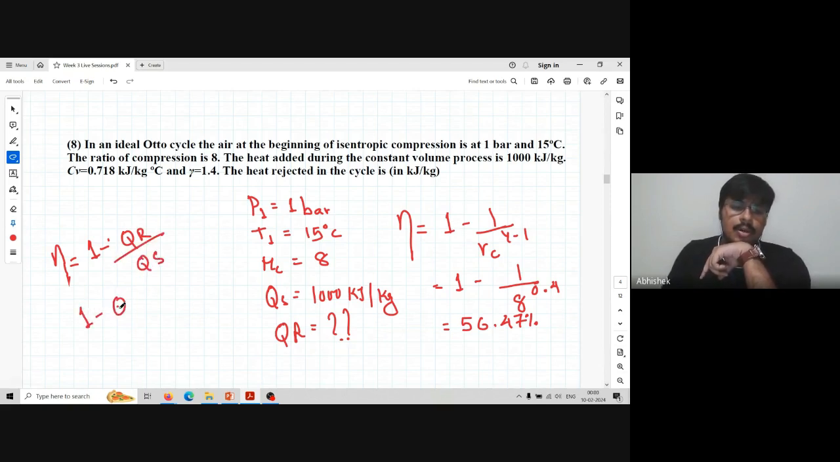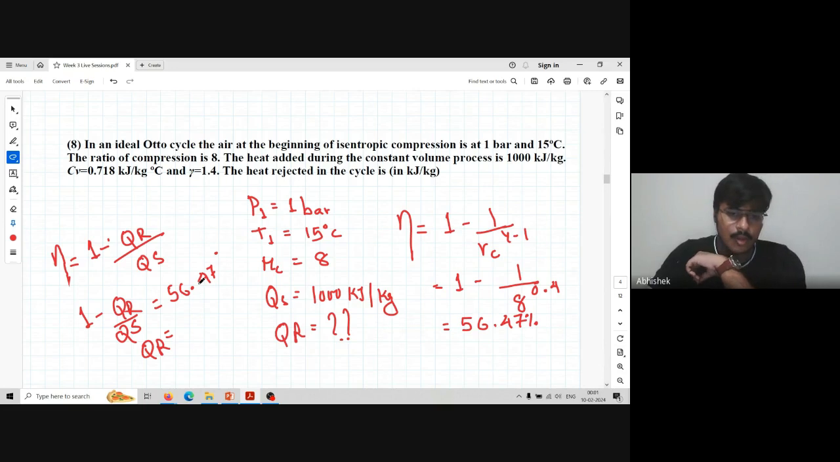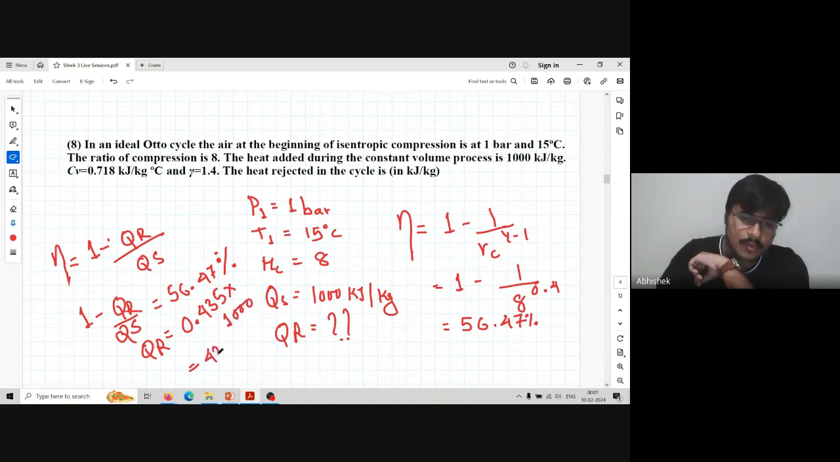So efficiency also we can write as 1 minus Q rejected by Q supplied. So 1 minus QR by QS is equal to 56.47%. How much is QR? QS is given. Just subtract 56%. This is in percent, okay? So it will be 1 minus 0.5647, that is 0.435. 0.435 you will get into how much is the constant volume heat addition? 1000. Q supplied is 1000. So somewhat around 435 kilojoule per kg you will get.